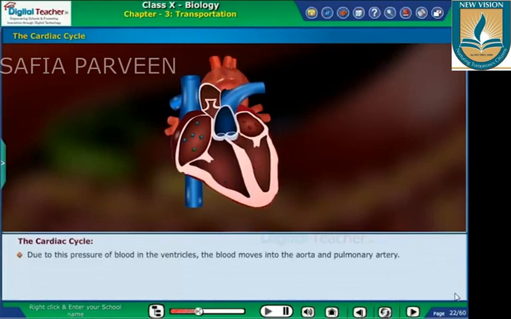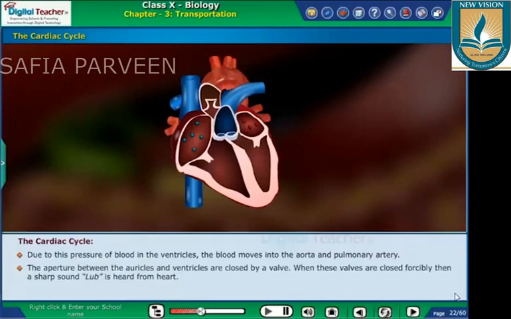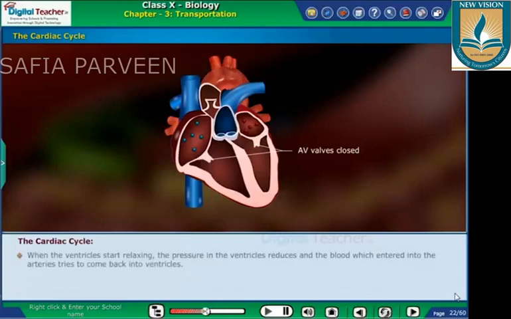At the same time, when the auricles are relaxing, the ventricles contract and dump the blood into the respective arteries. From the right ventricle, it enters into the pulmonary artery, and from the left ventricle, it enters into the aorta. Now, the backflow of blood should be prevented. So, for this, both auriculoventricular valves, that is the tricuspid valve and bicuspid valve, are closed and make a sound called lub.